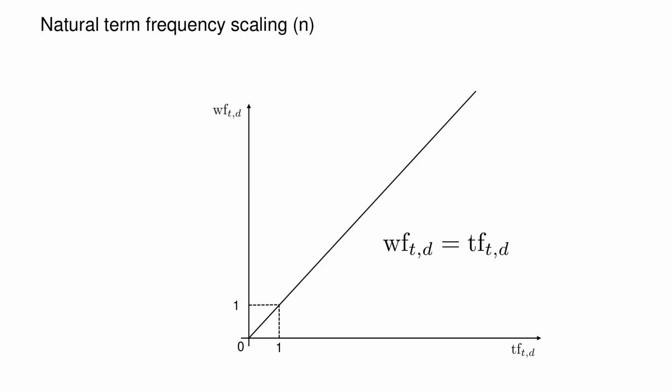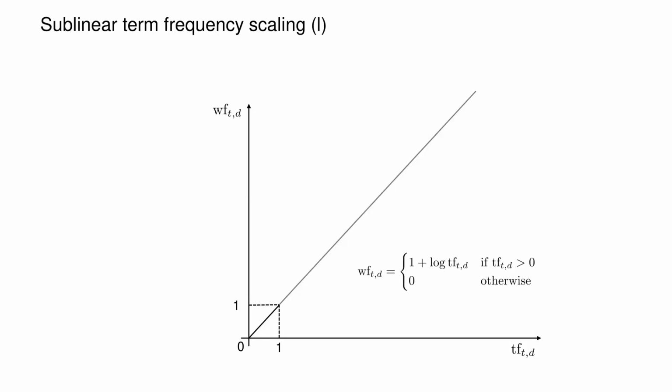For example, n, I'm putting it in parentheses, n is the code to say that you're using the term frequency. So the weight is on the y-axis, the term frequency is on the x-axis. If you take the term frequency as the weight, then it's y equals x. That's just the identity function. The weight is the term frequency. That is code n.